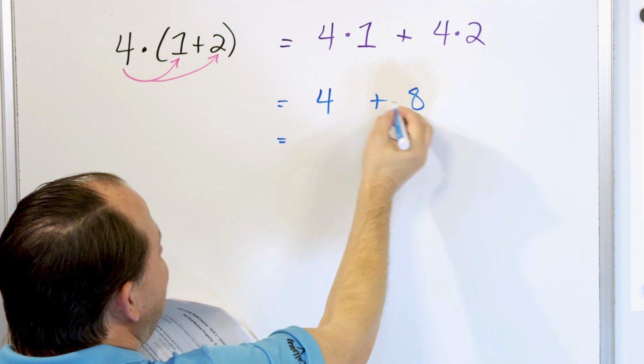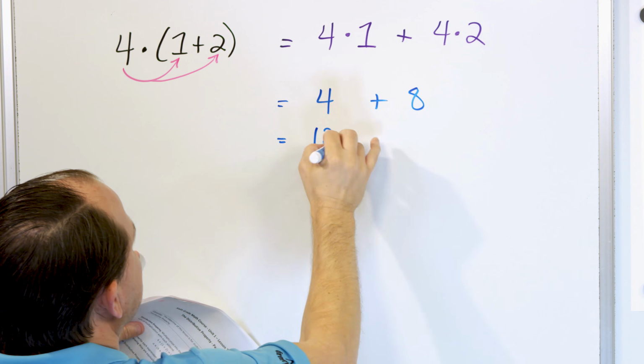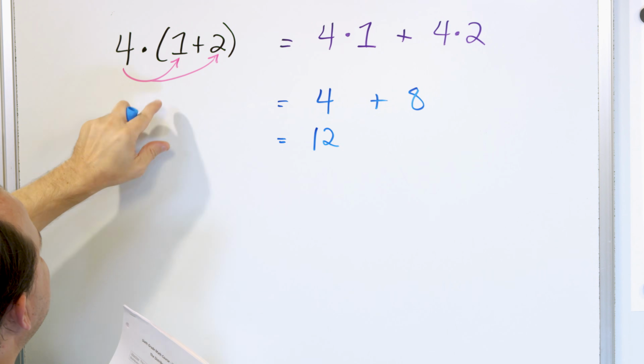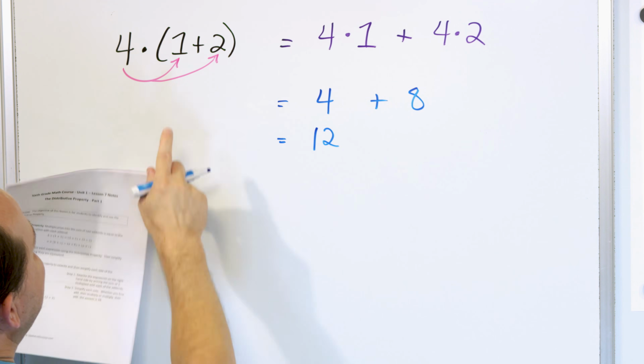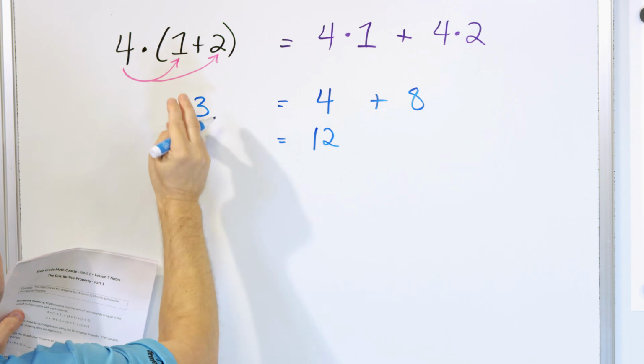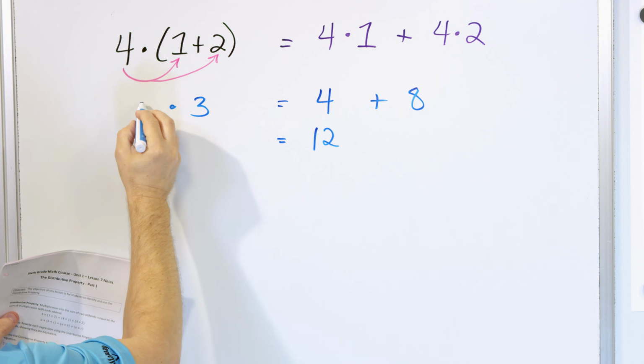So what would we have? 8 plus 4, right? That's 12. Okay? Now, what would happen if we did order of operations on the left? We have parentheses here. We have to do that first, right? So in the parentheses, 1 plus 2 is 3. And the parentheses we can now drop, and then we have to rewrite the problem.